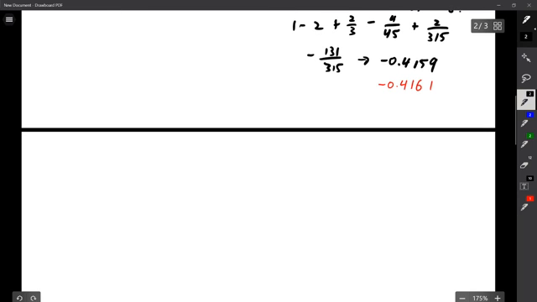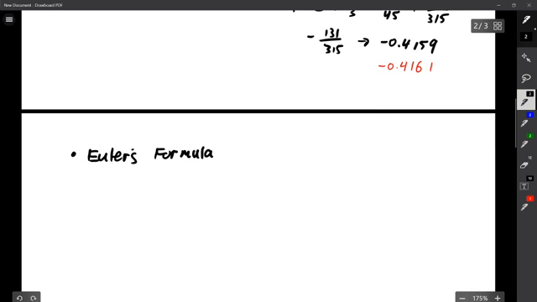Next, we have Euler's formula. This kind of relates to the polar form of a complex number that we've seen. But here it is first, and we'll talk a little bit more about it. e to the i alpha, where alpha is some angle, equals the cosine of alpha plus i sine of alpha.